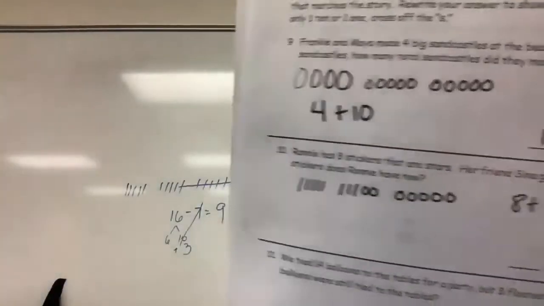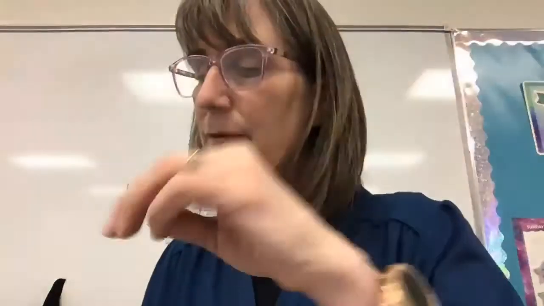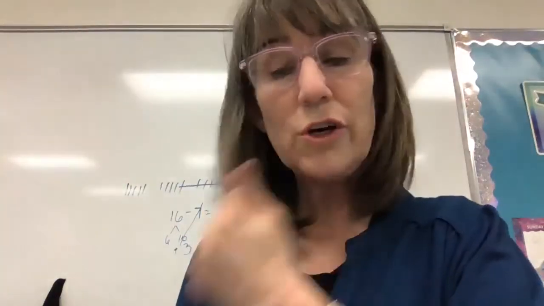We can write an equation that says 8 plus 7 equals 15. What's 15? How many 10s and how many 1s are there in 15? If you don't know, you should circle a group of 10.